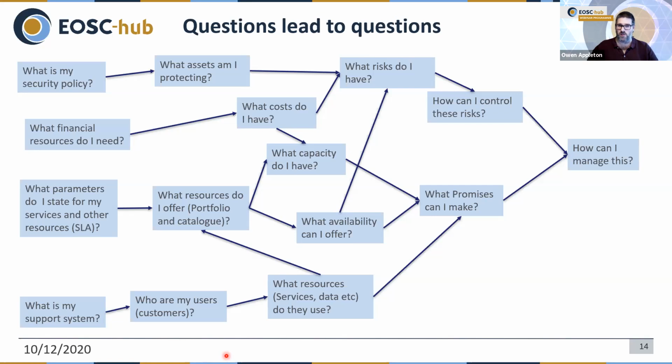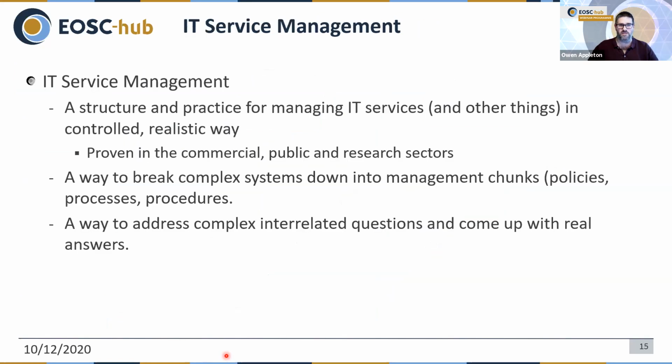So now entering the picture is the wonderful world of IT service management, because that's what this is. And again, to point out, this is a set of structures that are based on how to deal with services.